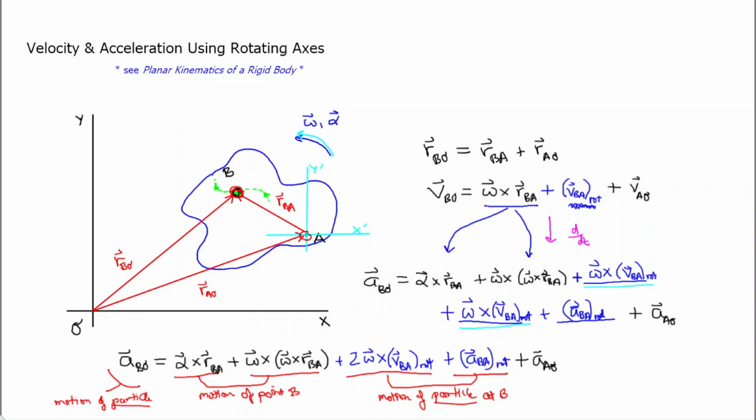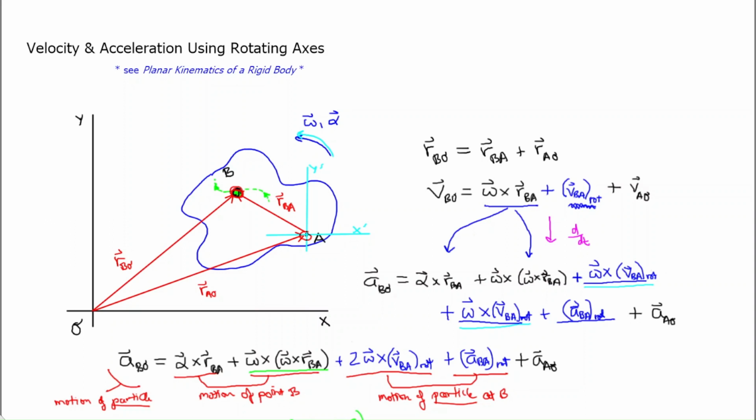A couple of final thoughts here. If you happen to have planar rotations, which is essentially what we're talking about right now, this term that I'm underlining can actually be resolved to something a little bit simpler, negative omega squared R sub BA. And this comes from what we call the BAC-CAB rule in vector analysis.